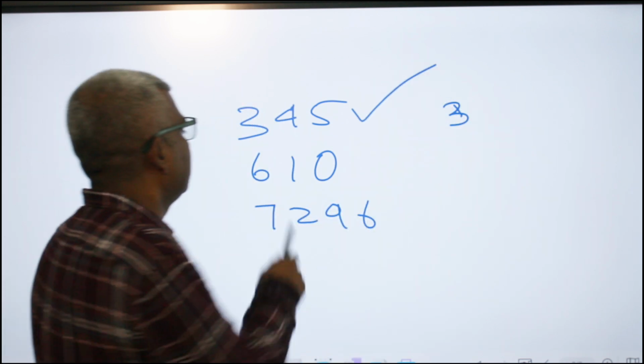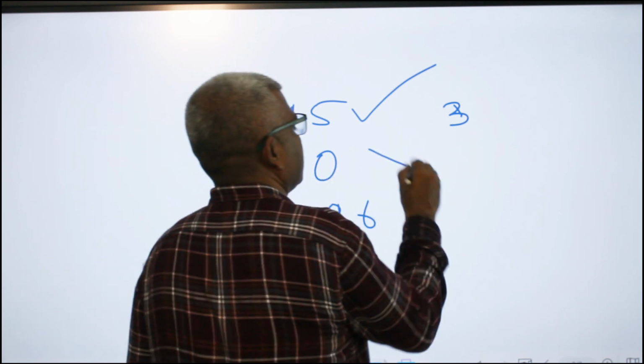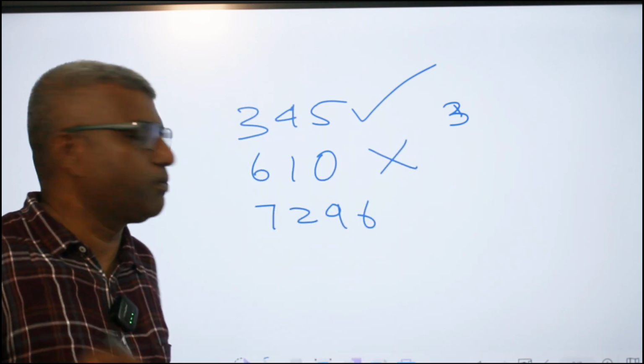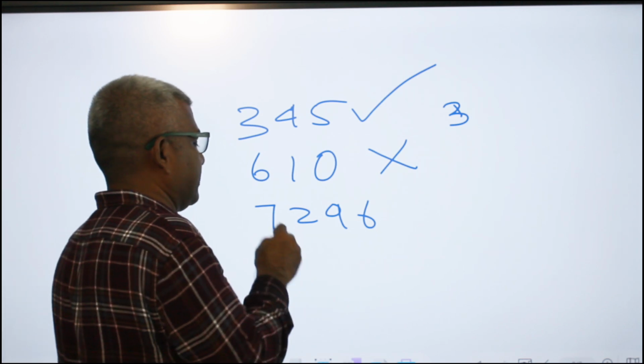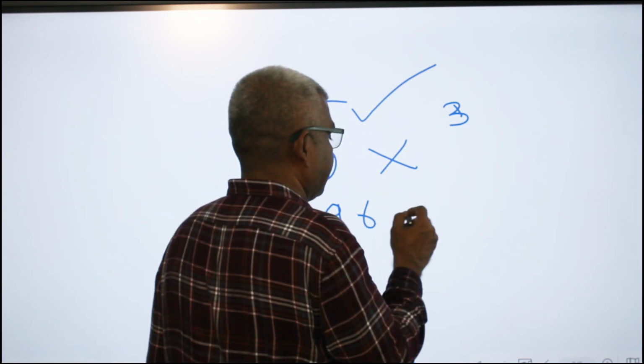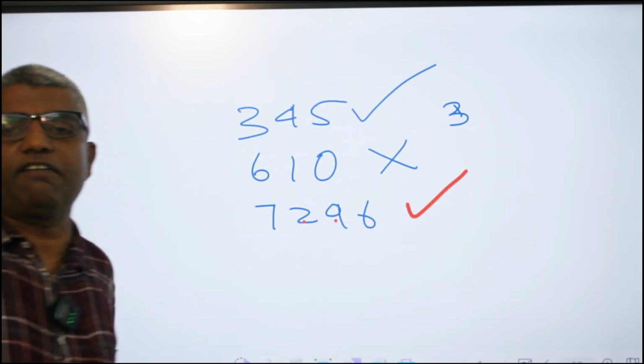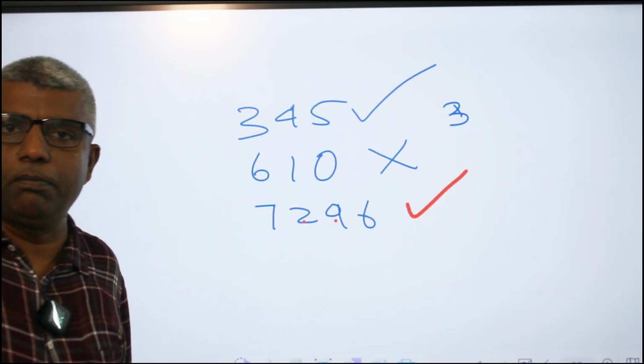6, 1, 0. 6 plus 1 is 7. 7 is not divisible by 3. So 610 is not divisible by 3. 7, 2, 9, 6. 7 plus 2 is 9. 9 plus 9 is 18. 18 plus 6 is 24. 24 is divisible by 3. So this number, 7296, also is divisible by 3.